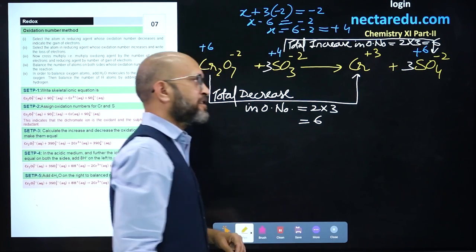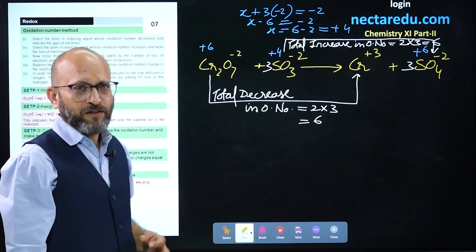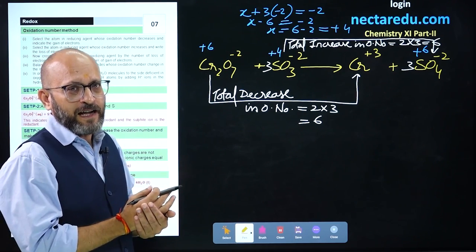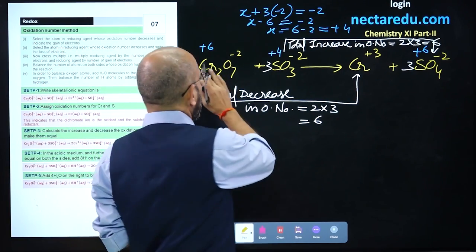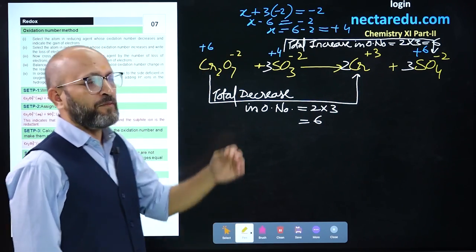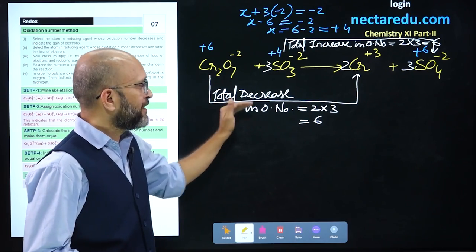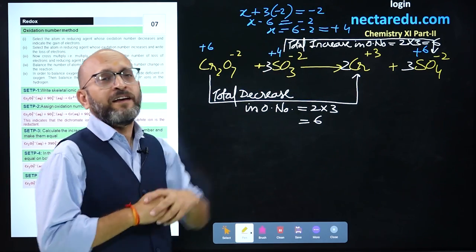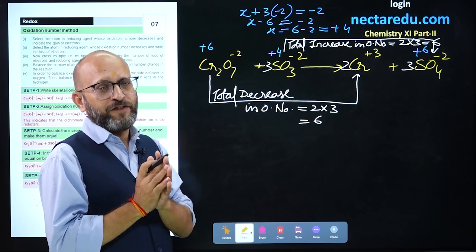So the decrease in oxidation number equals the increase in oxidation number, and before this you can obviously balance the atoms other than oxygen and hydrogen. Chromium is 2, so we will have 2 atoms. So atoms other than oxygen and hydrogen are balanced, and we have balanced the total decrease in oxidation number equal to the total increase in oxidation number. These are the steps which were critical.